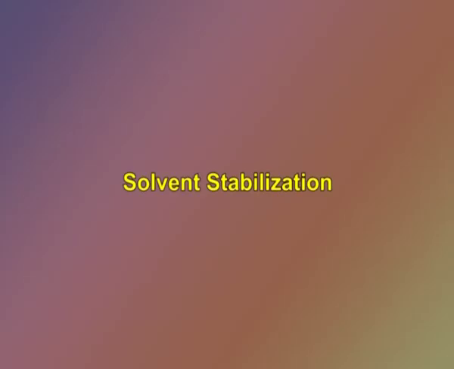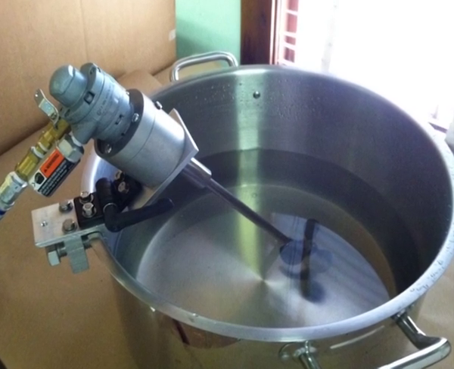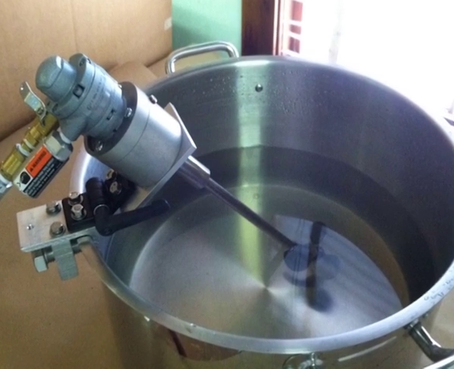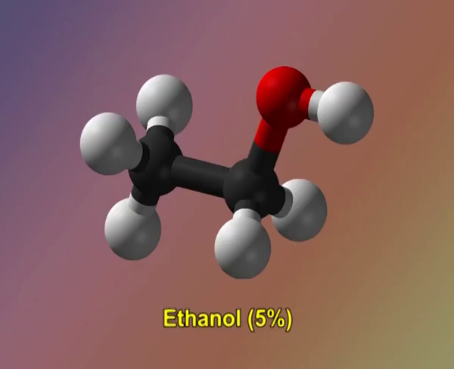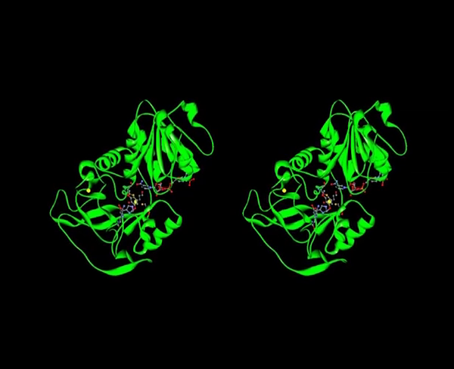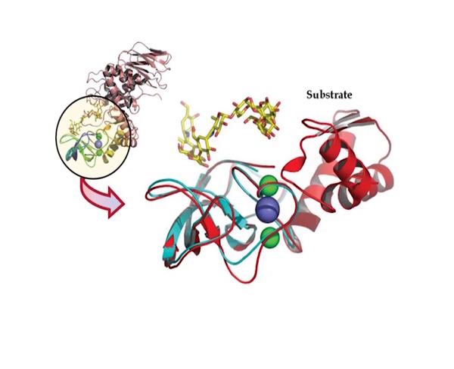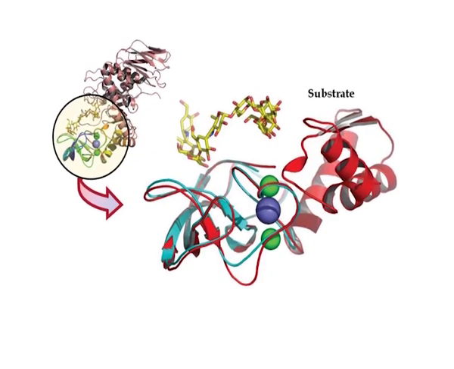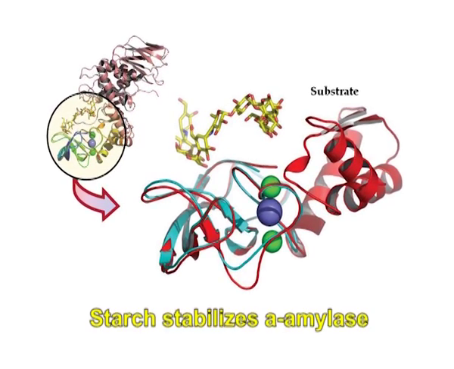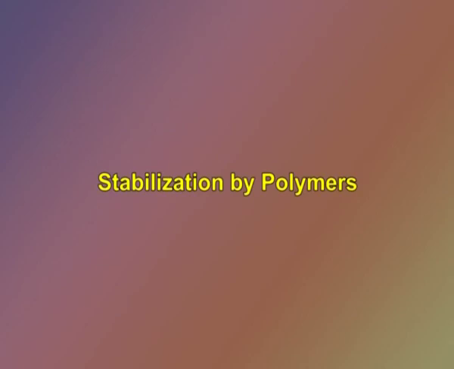First is solvent stabilization. Certain solvents at low concentrations stabilize the enzymes, while at high concentrations the enzymes get denatured. For example, acetone 5% and ethanol 5% can stabilize benzyl alcohol dehydrogenase. Substrate stabilization. The active site of an enzyme can be stabilized by adding substrates. For example, starch stabilizes alpha-amylase. Glucose stabilizes glucose isomerase. Next is stabilization by polymers.